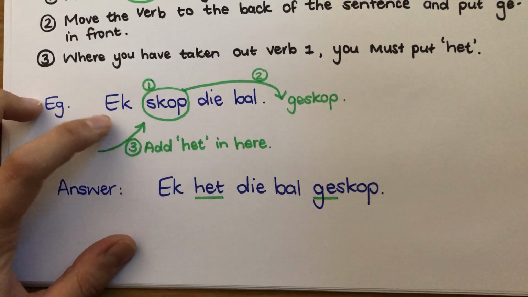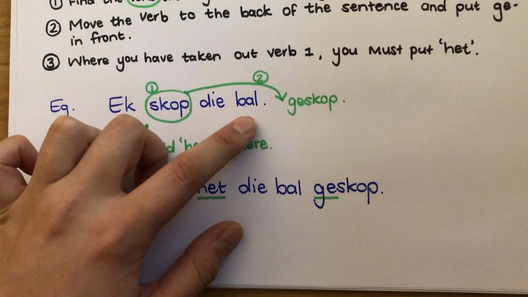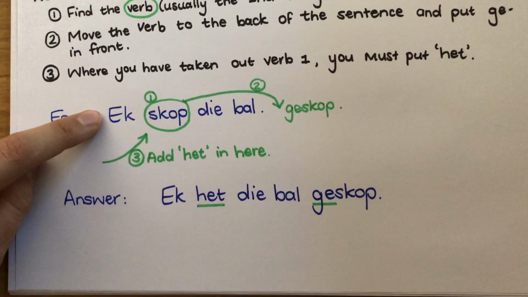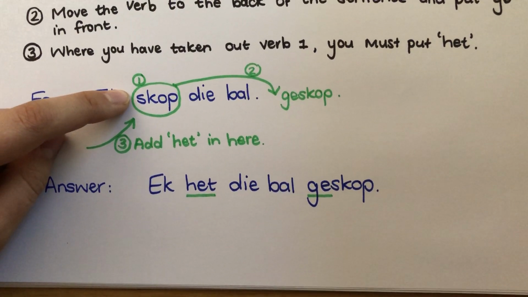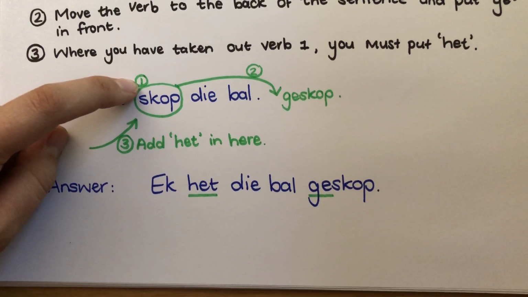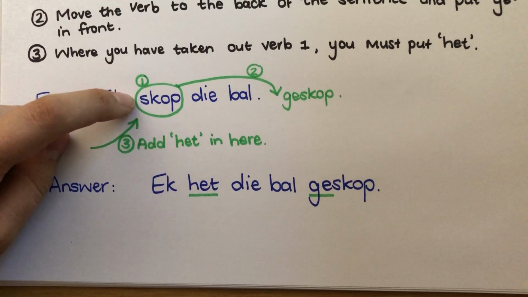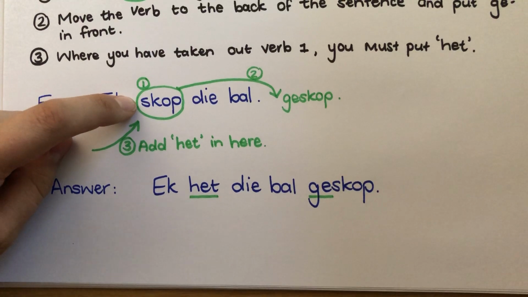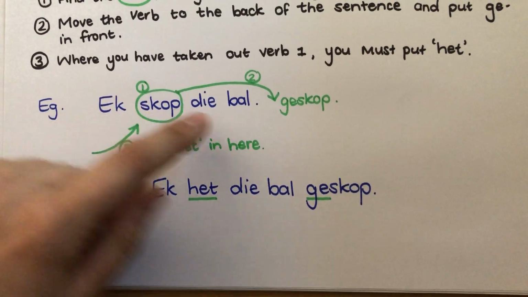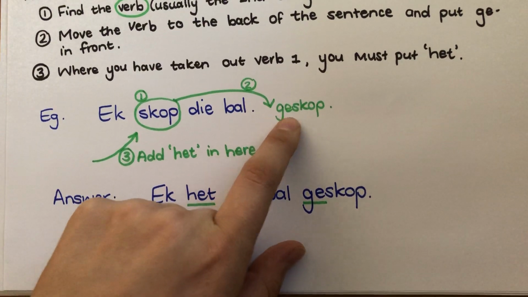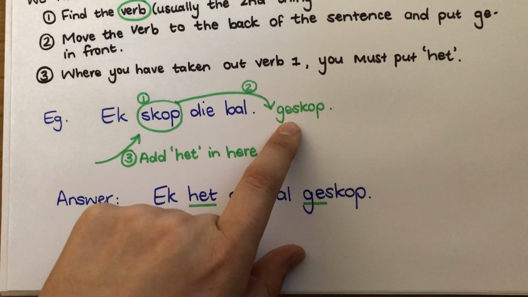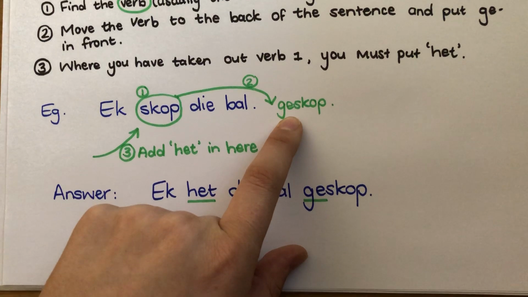This is my sentence. Ek skop die bal. So ek is my subject, that's the person doing the action. Skop is my verb. So there I've written a number 1, so you can see step 1. I've identified my verb as skop. Then step 2 is this. I need to move this verb to the back and add a ge. So now it becomes geskop instead of just skop.